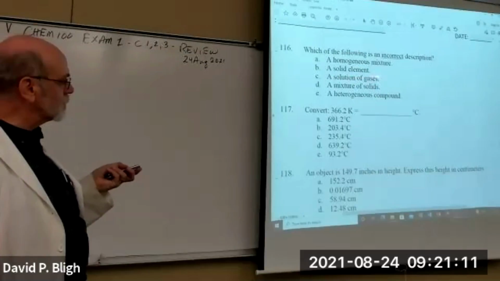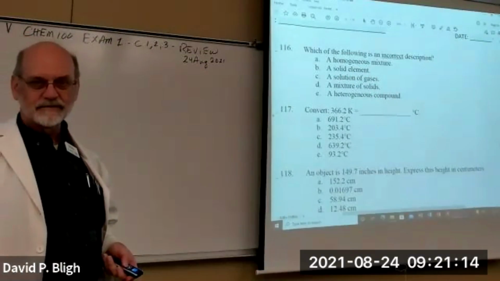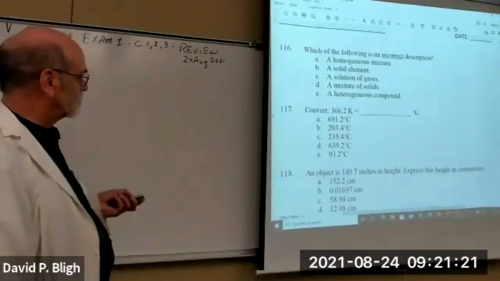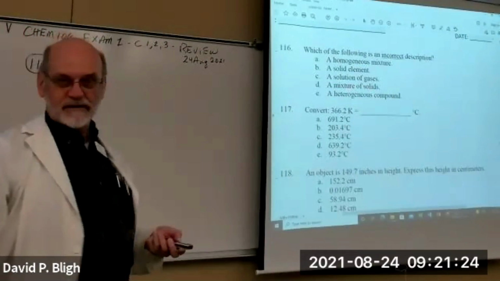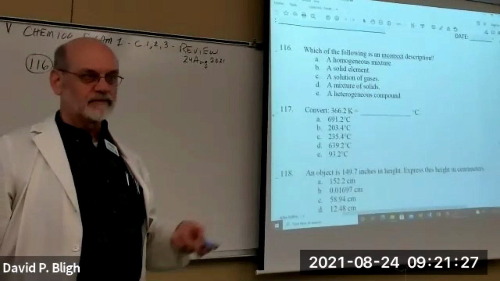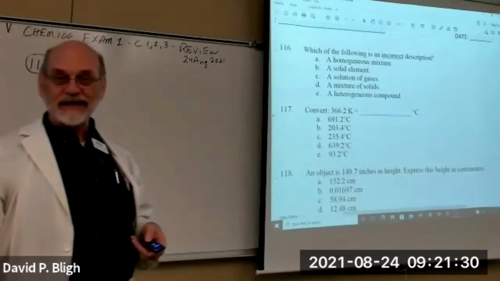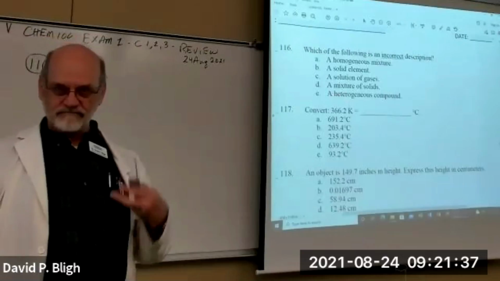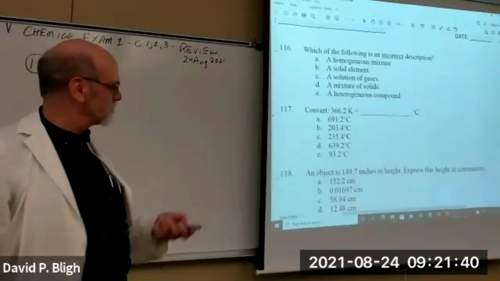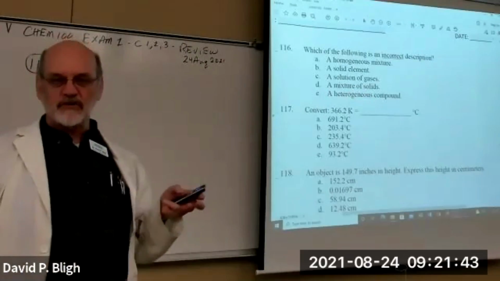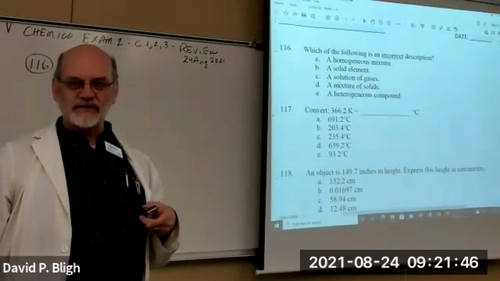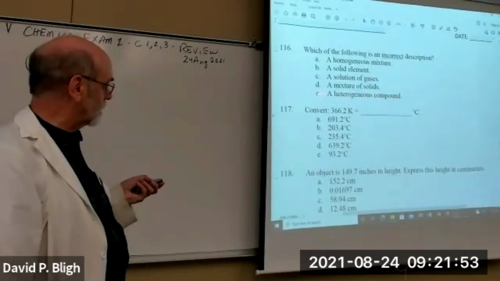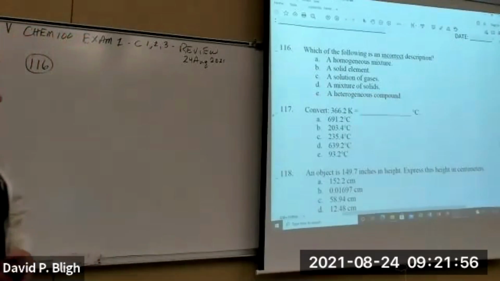How about a solution of gases? Is that true? Yeah. You breathe a solution of gases every day. A mixture of solids? Yeah. Think of an example: brass is a mixture of zinc and copper. How about compounds and heterogeneous? Does that figure? No. Heterogeneous only applies to mixtures. A compound is a pure substance. It can't be a mixture. So E is false. That's the one that's not correct. All right, that's 116.